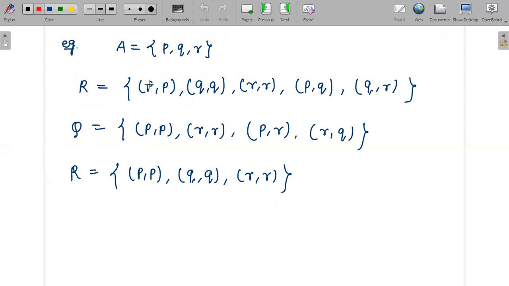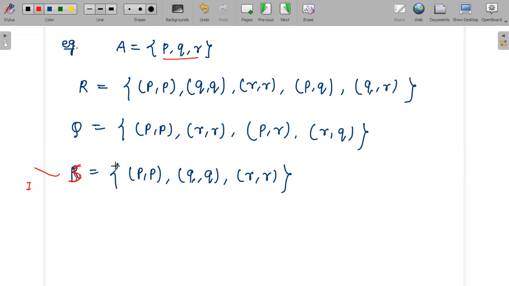So just have a look at this example again. We have a couple of elements in set A and three relations are given: relations R, Q, and S. In relation S, elements are associated with itself only. So S only is said to be your identity relation.